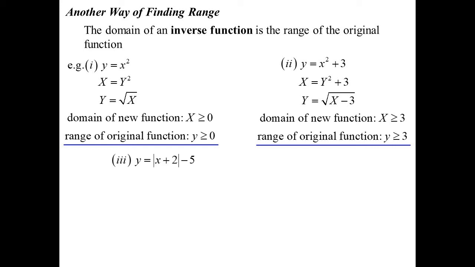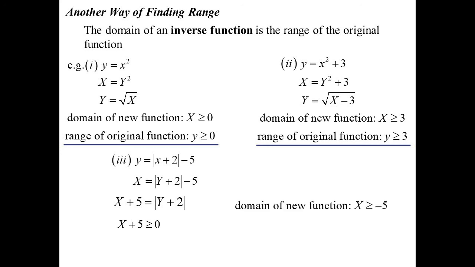Y equals the absolute value of x plus 2, minus 5. Okay, swap the x and the y's around. Got to make y the subject. So x plus 5 is equal to the absolute value of y plus 2. So x plus 5 must be a positive number. So x plus 5 is greater than or equal to 0. So the domain of the new function is x is greater than or equal to negative 5. The range of the original function, y is greater than or equal to negative 5.